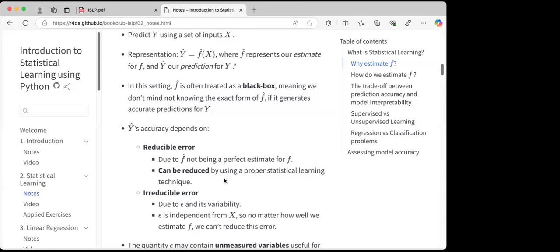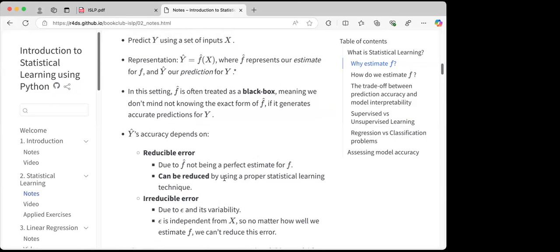So when we predict Y, we have some error, and this error is further reduced into two components: reducible error and irreducible error. Due to the fact that F hat is not perfect, we don't have a perfect estimate for F since we can't observe it, we can reduce this error. If we use a better model, then the error in the estimation of F could be reduced. Hence the reducible error.